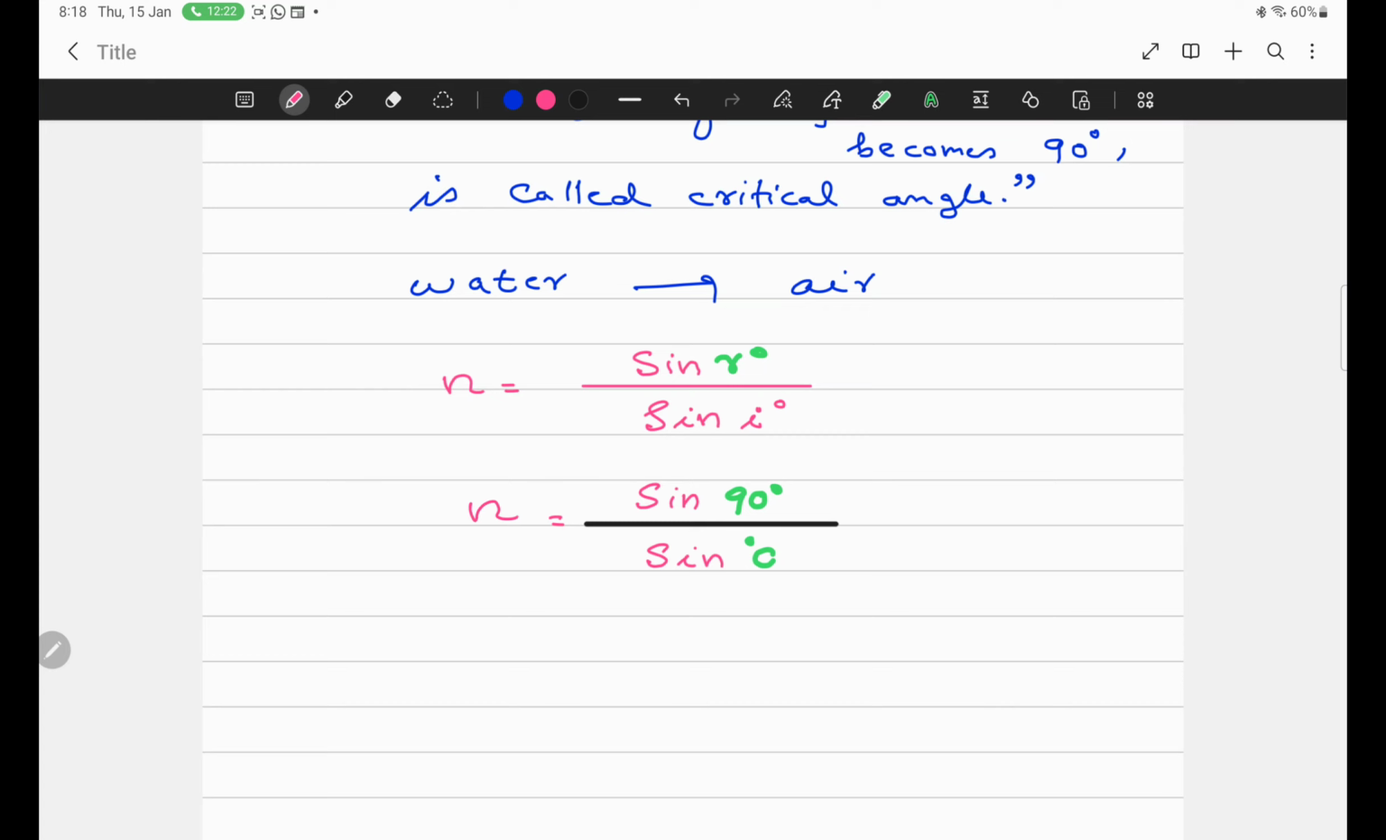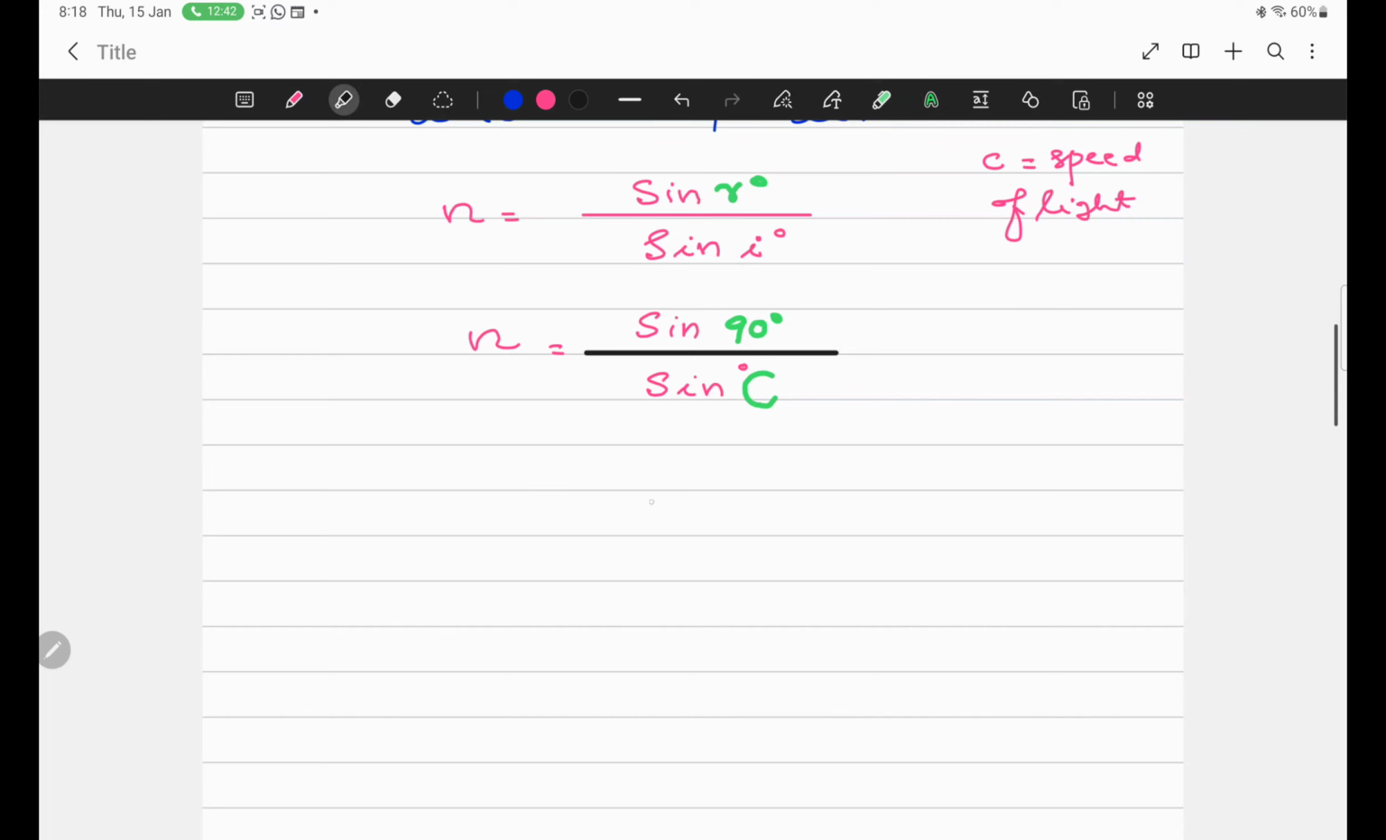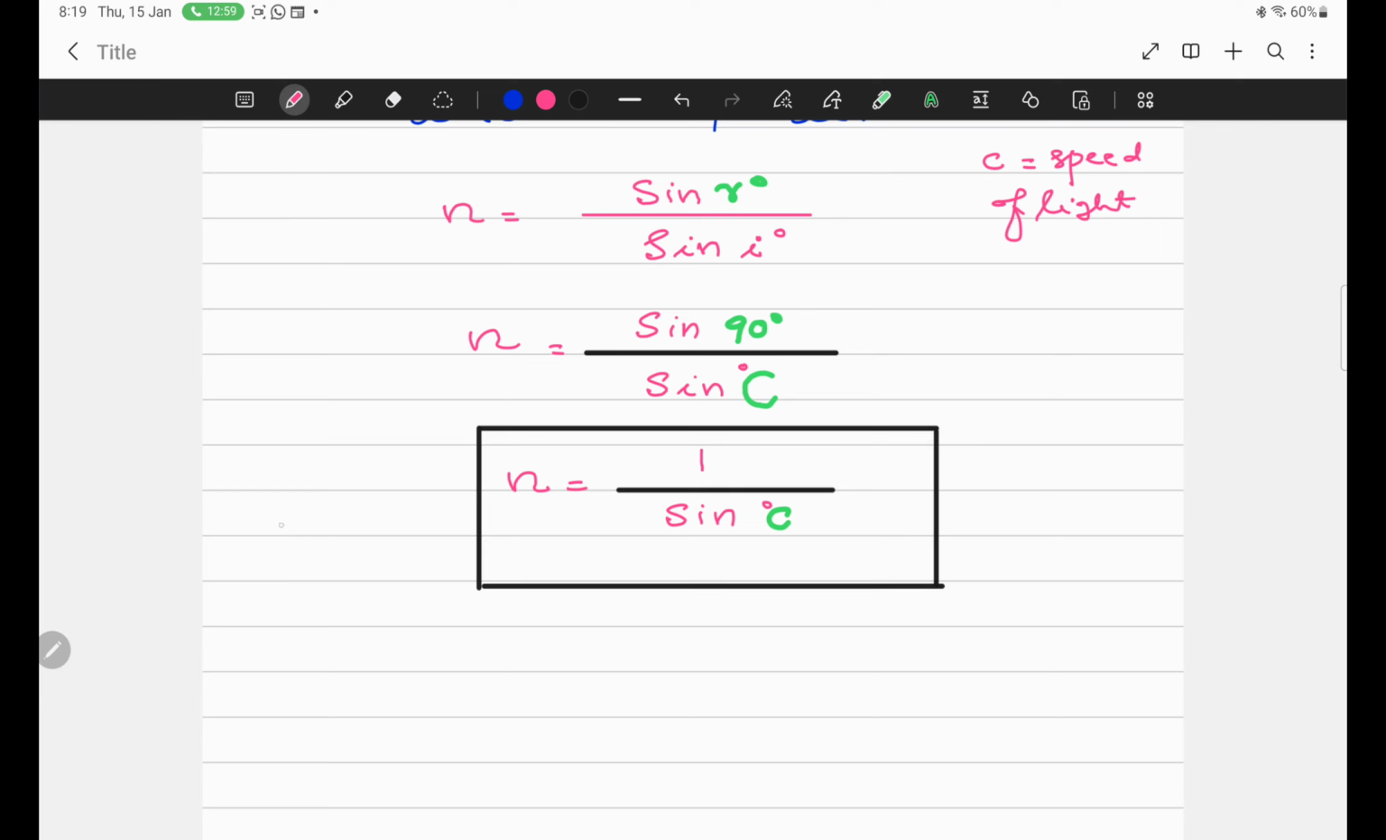Here C is the critical angle, but I think this C may confuse you because C is also the speed of light. But remember, small c is the speed of light, and I should write capital C, which stands for critical angle. And if you use a calculator and calculate sine 90, sine 90 is 1. We are going to use this formula today for total internal reflection, and you should note down this formula.